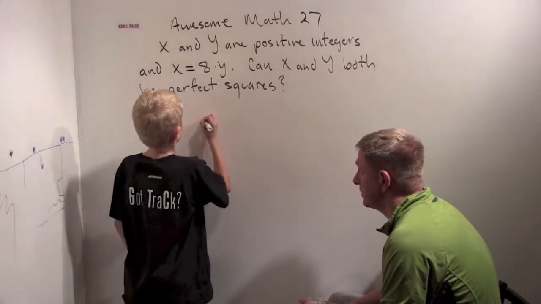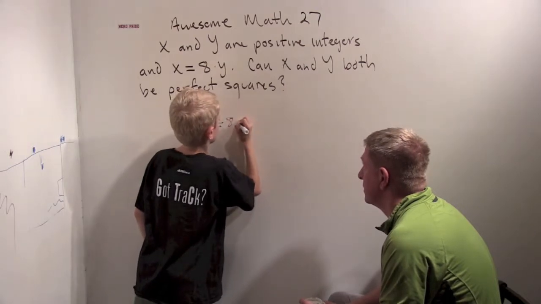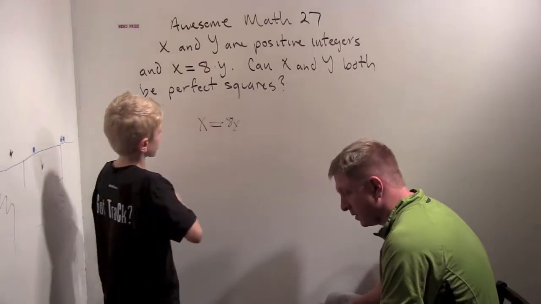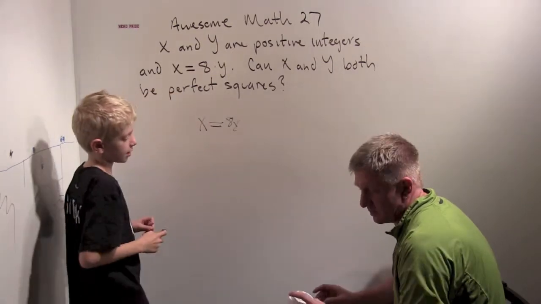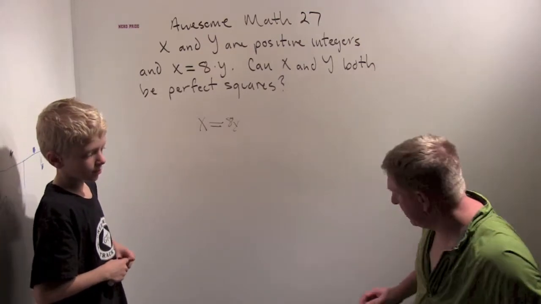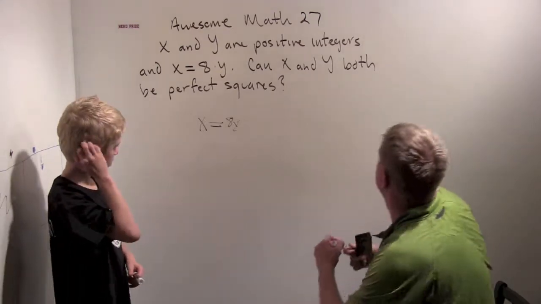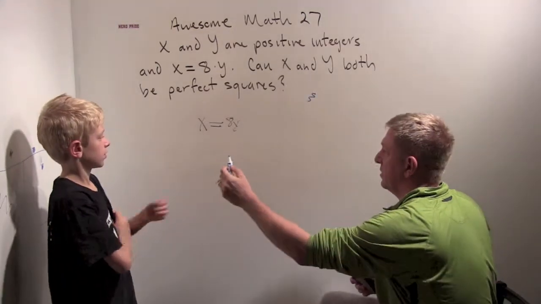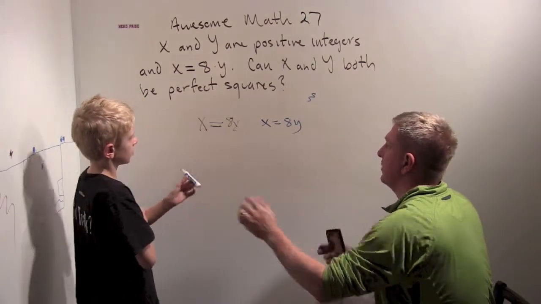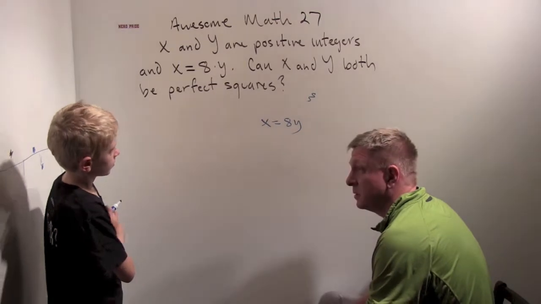Well, if x equals 8y, then y has to be less than x. That's true. Maybe we can switch over to blue marker? I don't know what happened to our good one. So if x equals 8y, then y has to be less than x, okay? That's a good observation.